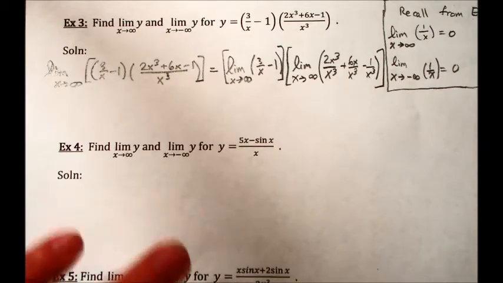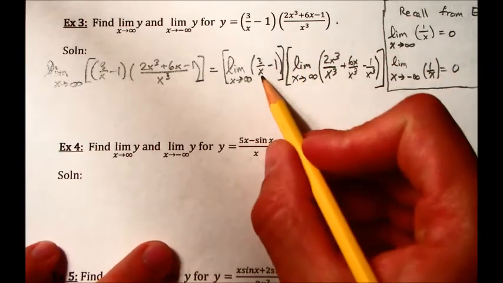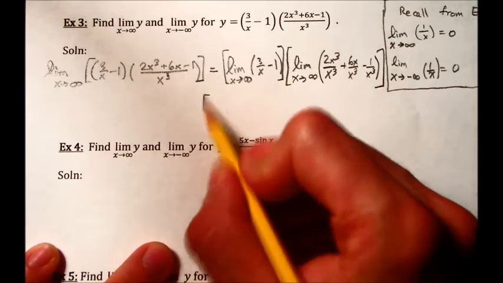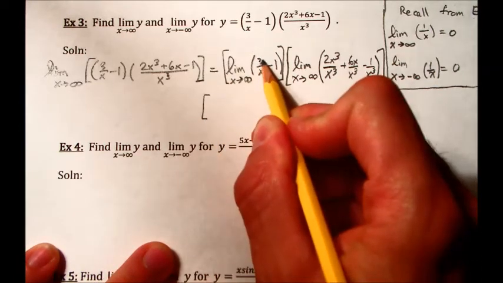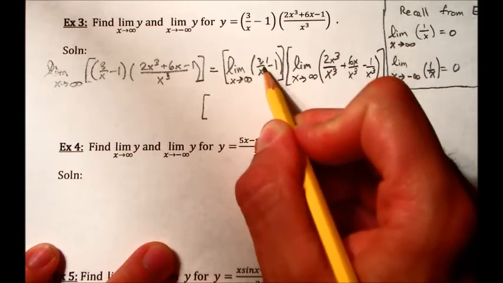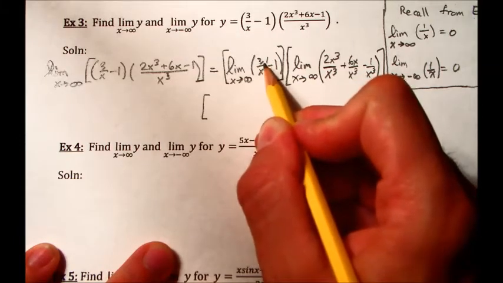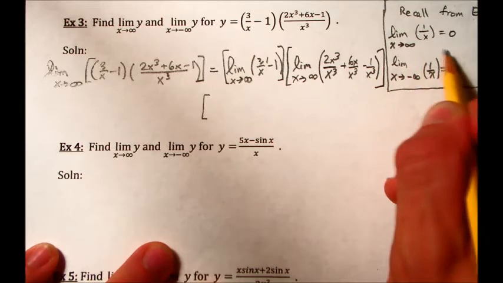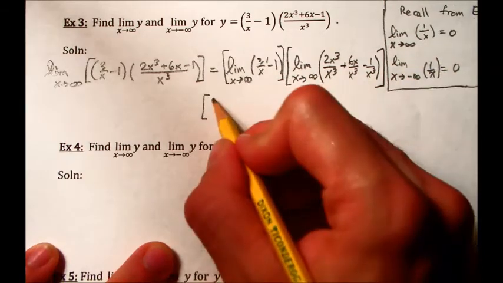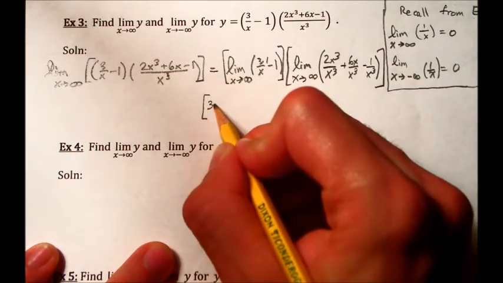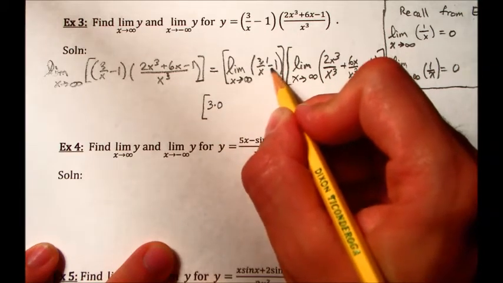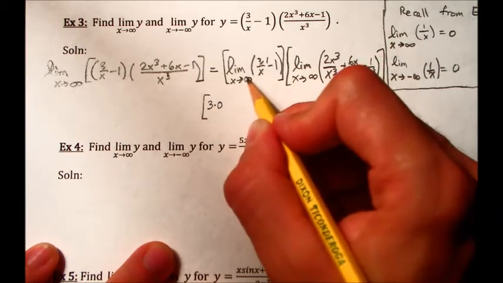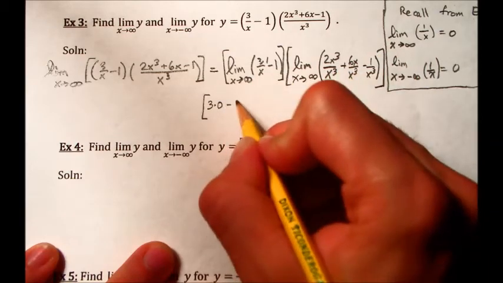Alright, well, let's take a look at this part. This is basically two limits. We know that this is 3 times 1 over x. So that's essentially 3 times 0, because we saw that the limit of 1 over x goes to 0. So this is just basically 3 times 0. The limit of a constant is simply that constant, so minus 1.